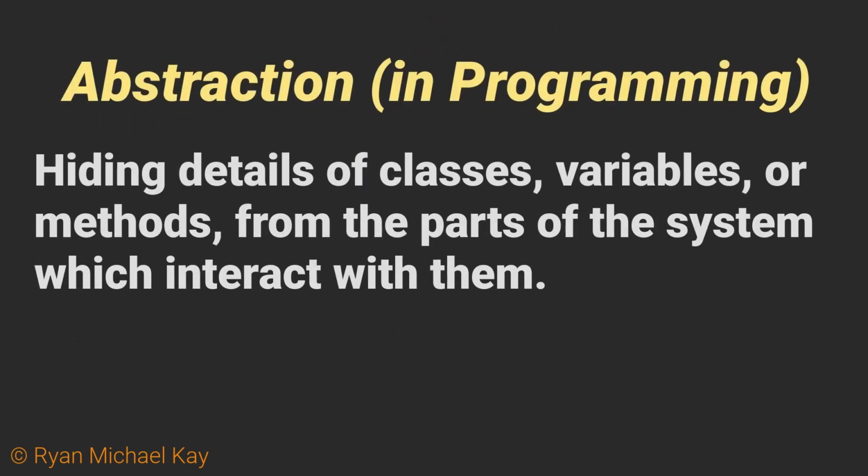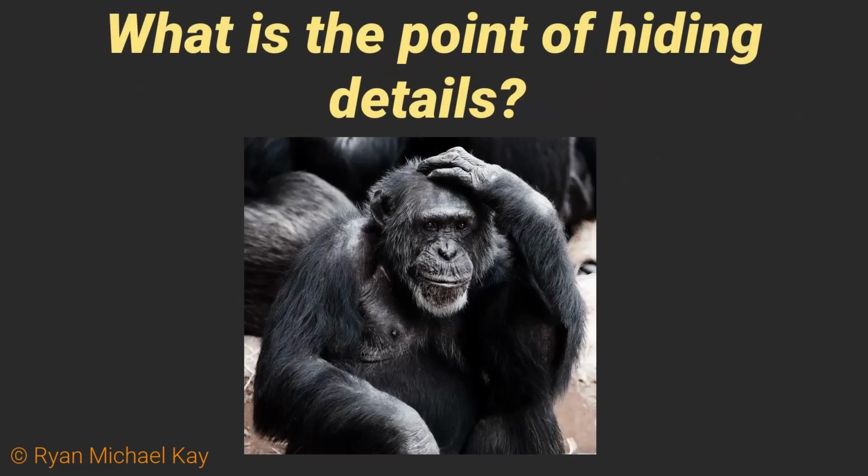Abstraction means hiding some details of a class, variable, or even a method from the parts of the system which use them. Now, anyone who has built a complicated system will understand this intuitively, but I recall from my early days asking the question, when is having less details ever a good thing? We will look at several situations both in this part of the course and the next part to demonstrate this to you in code.